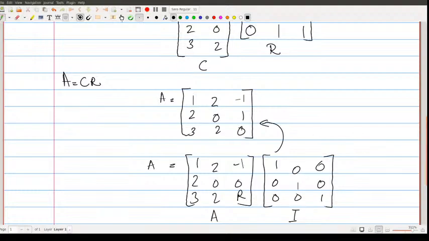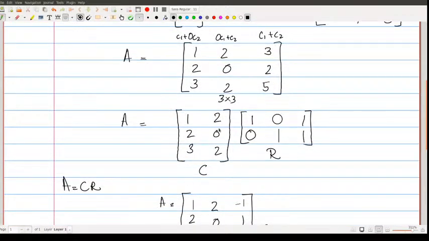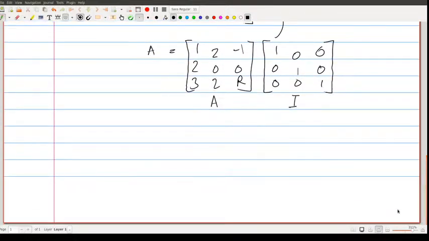But otherwise, if you have fewer independent columns, you can write it in terms of those columns which are independent and get rid of the dependent columns. So that's a bit about low rank and full rank matrices.